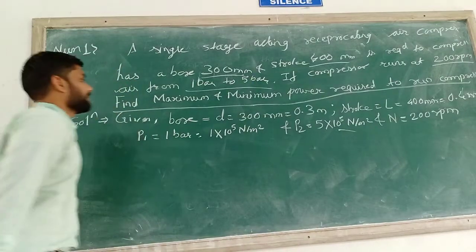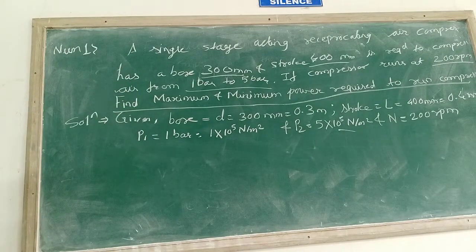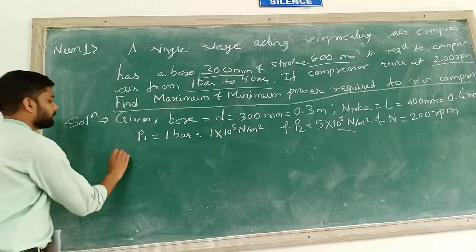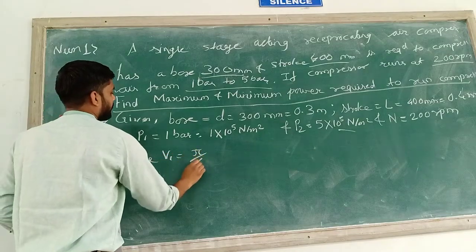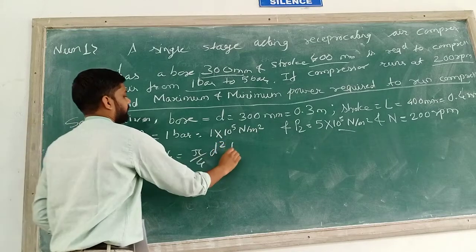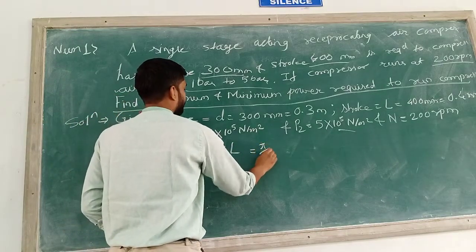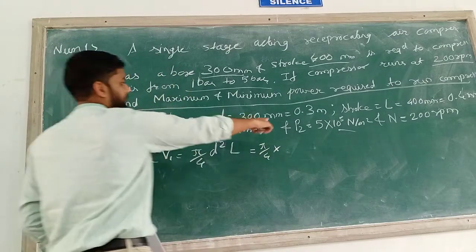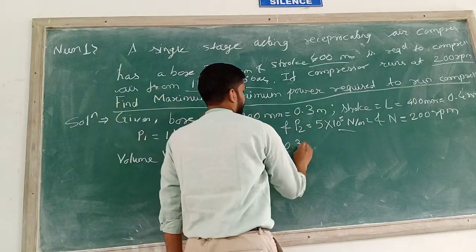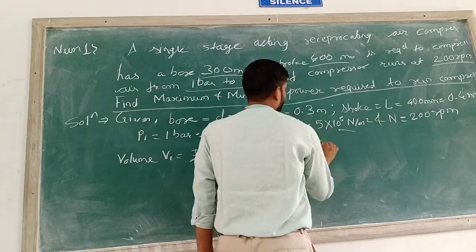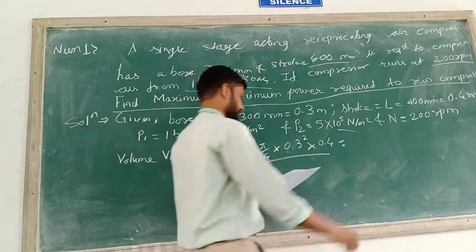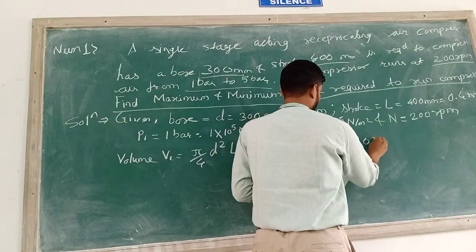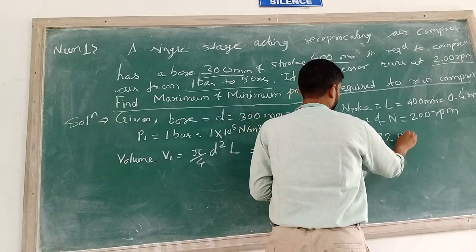Okay. So before this, we need to find the value of V1. Volume V1 is equal to pi by 4 d square L into L. We put the values here: pi by 4, value of d is 0.3 square, value of stroke L is 0.4. By putting these values in the calculator, we get the value of V1 as 0.0282 meter cube.